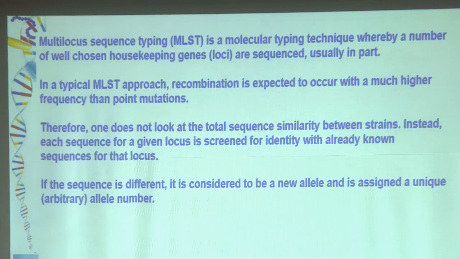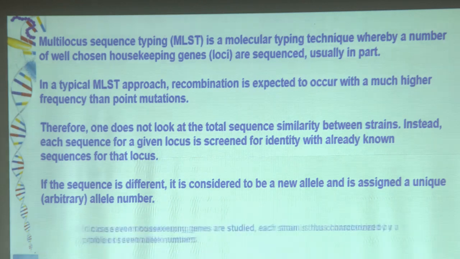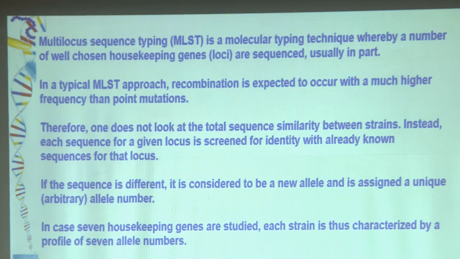If the sequence is different, it is considered to be a new allele. The question here is, what is the difference? What do you mean by difference here? So, it can be a small recombination event, or it can be a point mutation, but we expect more frequently the recombination than point mutations here. And the new allele is assigned a allele number. I will tell you precisely how to assign this allele number.